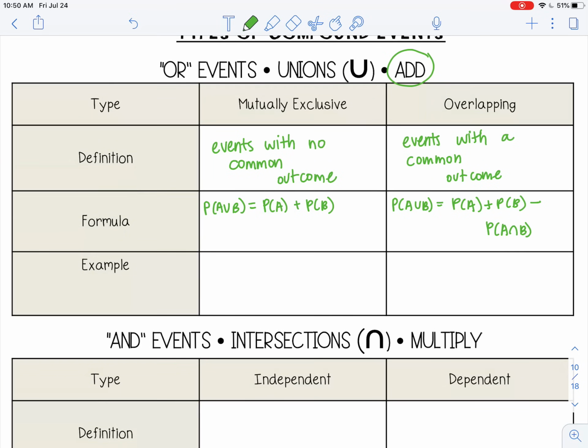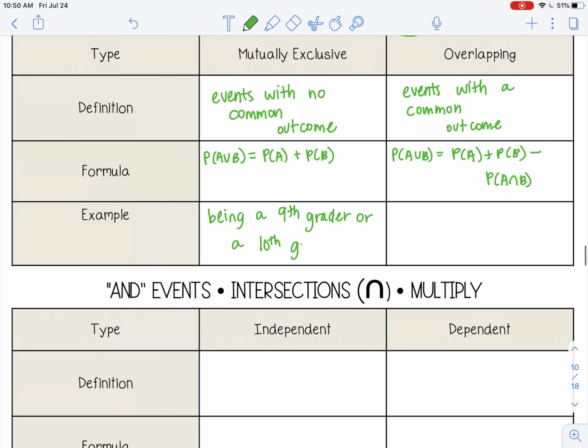All right, so a mutually exclusive event would be being a 9th grader or a 10th grader. Those are mutually exclusive because you can't be both. You have to be one or the other. They cannot happen at the same time. An overlapping event would be being a 9th grader or being in the band. Those can happen at the same time. You can be in 9th grade and also be in the band.